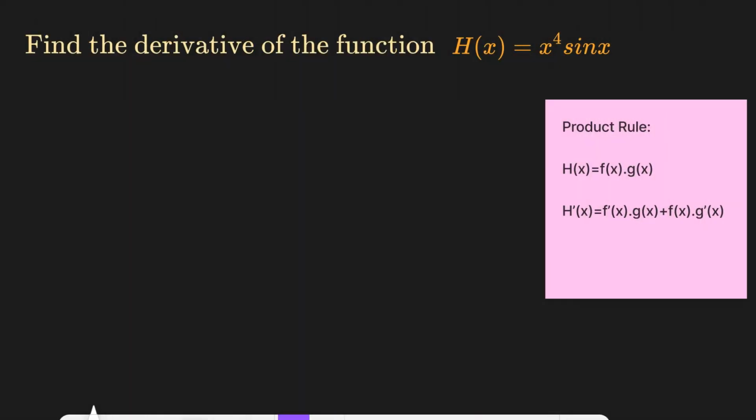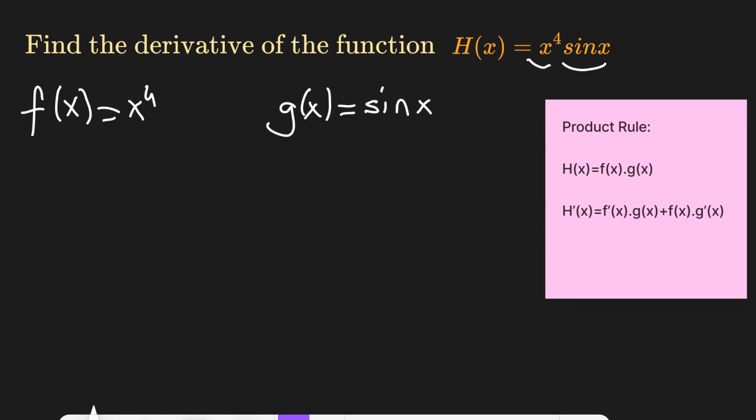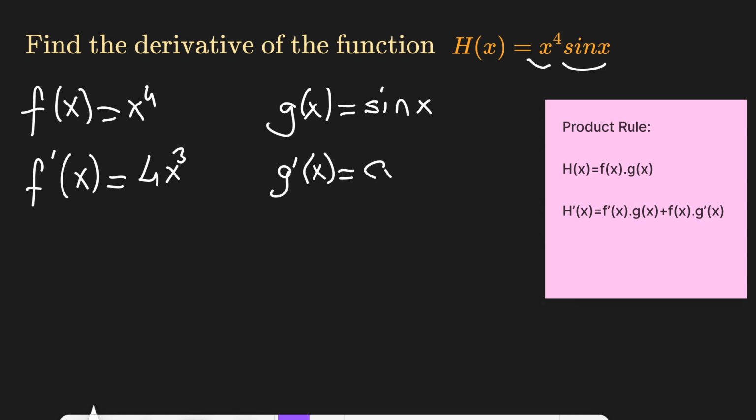Let's look at another question. This time we have a combination of one polynomial function and one trigonometric function. The method will be the same. We will use product rule again. Let's say f of x is equal to x to the fourth power and g of x is equal to sine x. Let's find the derivative of f of x and g of x. Derivative of f of x is equal to 4x cubed and derivative of g of x is cosine x.